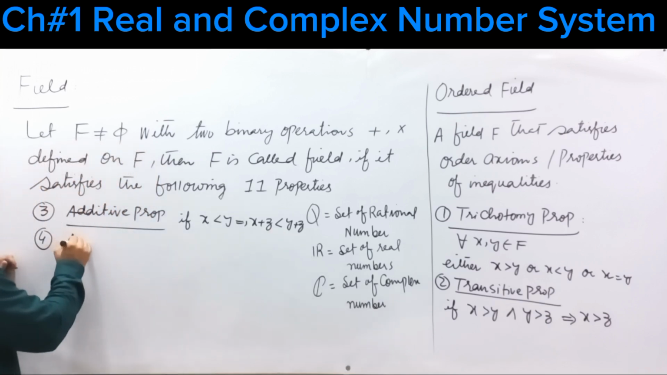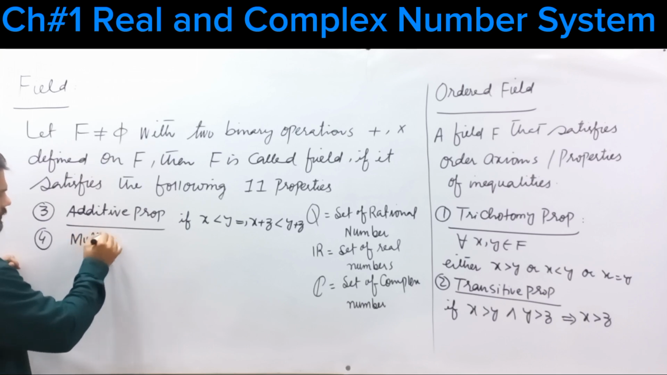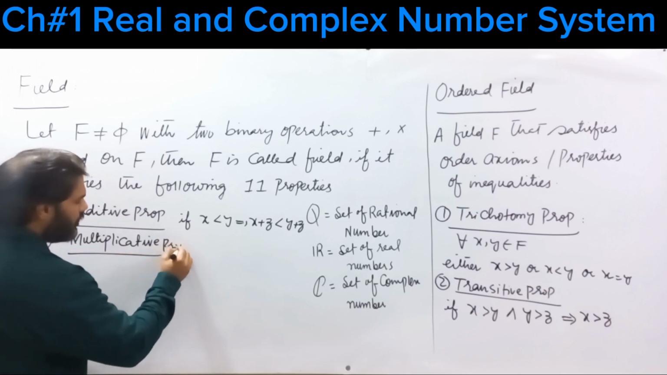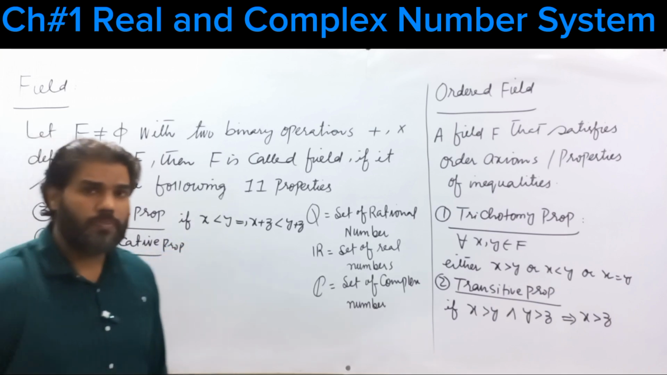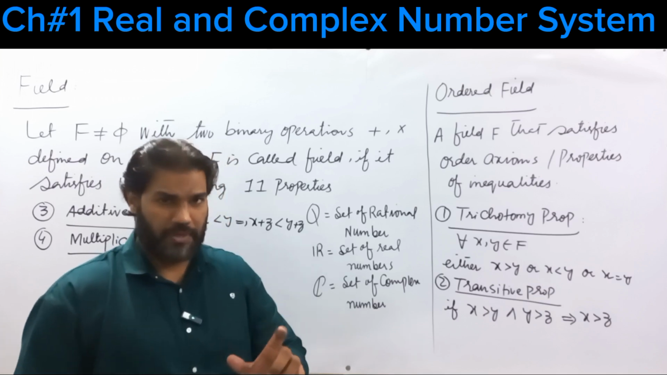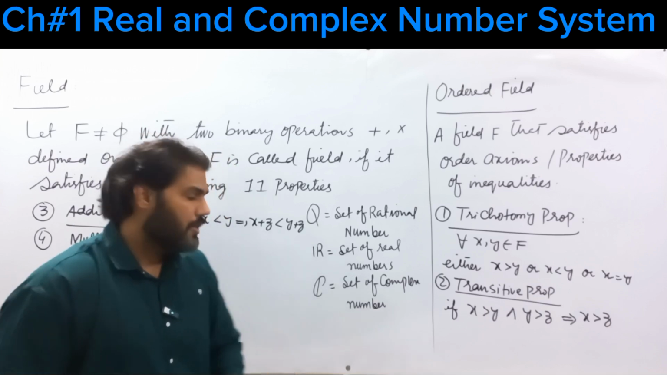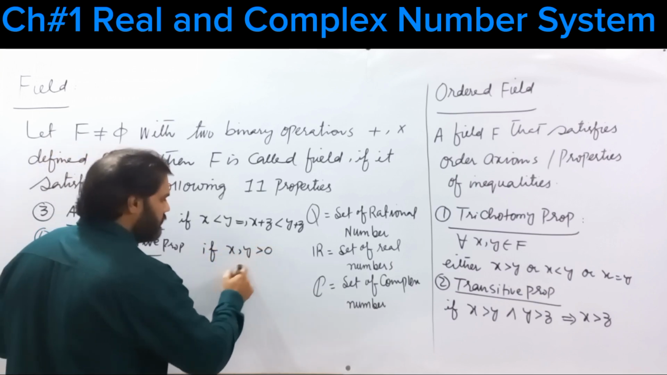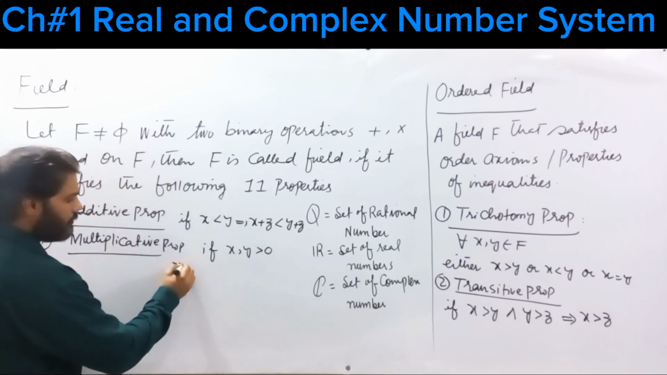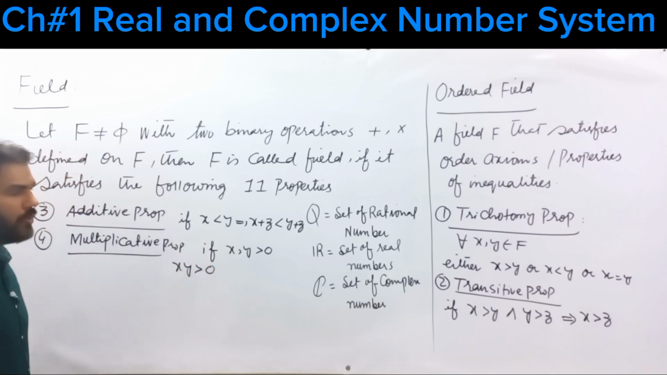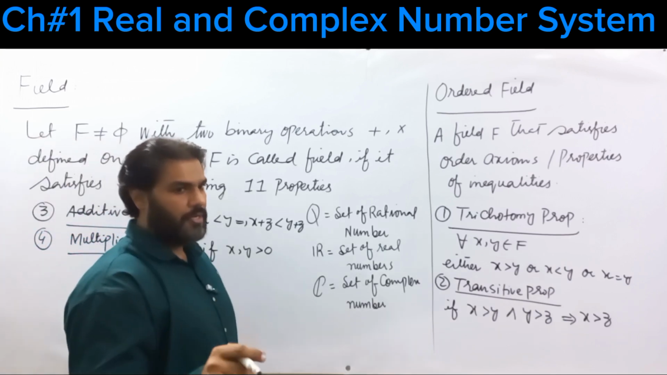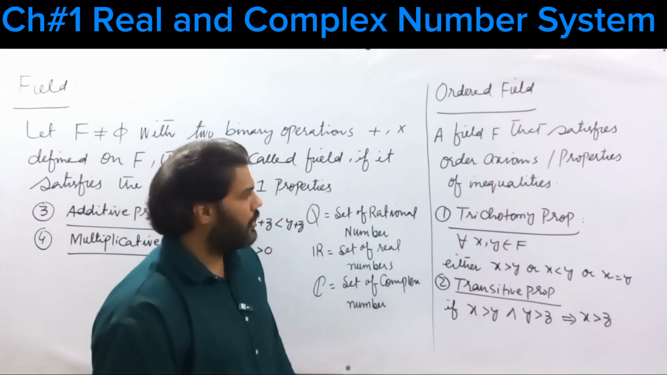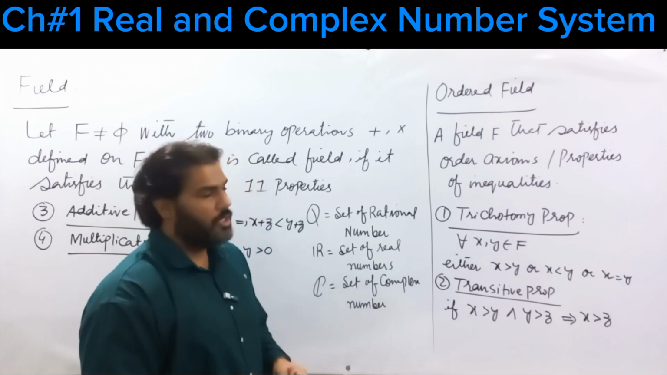Last is the multiplicative property. The multiplicative property says that if x and y are two positive elements of the field F, then their product will also be positive. That is, if x and y are two positive elements of the field F, then their product xy will be greater than 0. So a field F that satisfies all these four axioms, the axioms of the properties of inequalities, is called an ordered field.